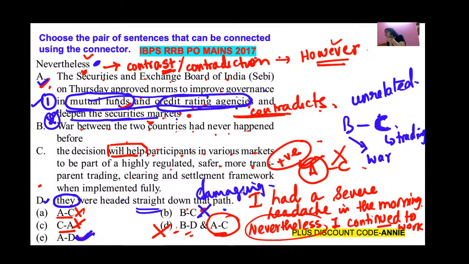Ma'am, is it best to skip connectors in mains? No, you should not skip connectors. Okay, you should not. But if you are very unsure, then of course you should skip. But in mains there will be even tougher questions, like your jumbles are generally tough in mains. Then your paragraph completion questions are tough. So please don't skip easy questions like these.